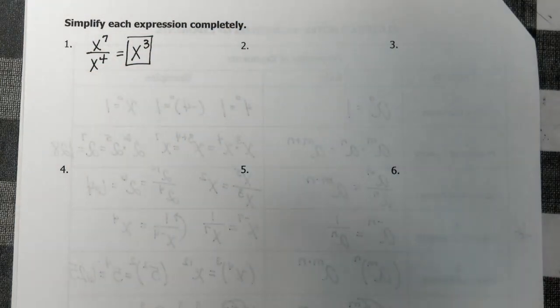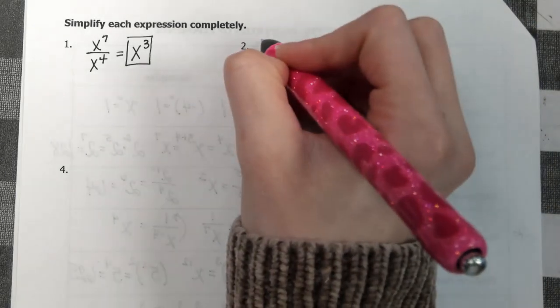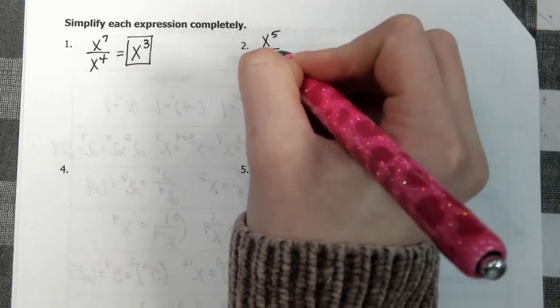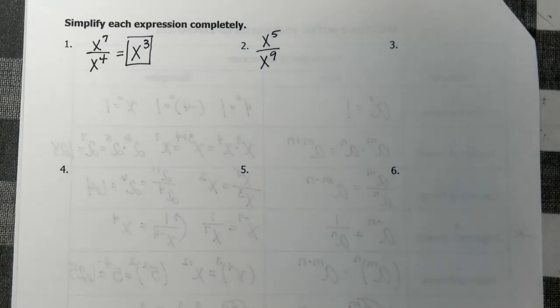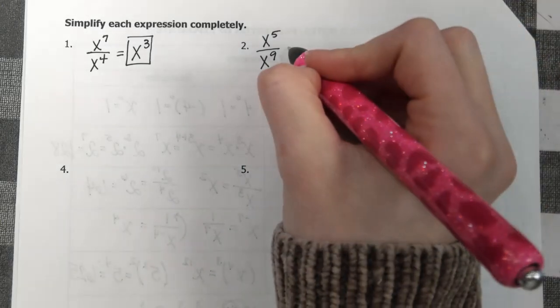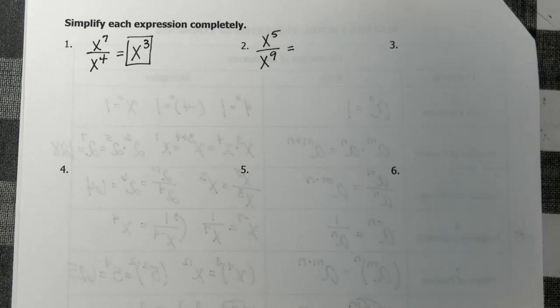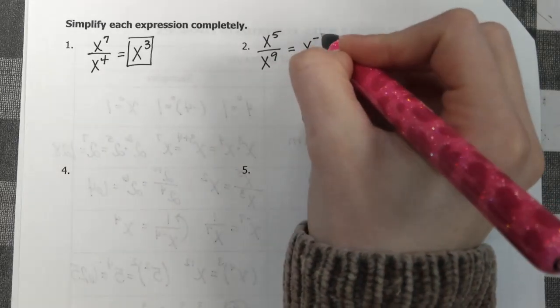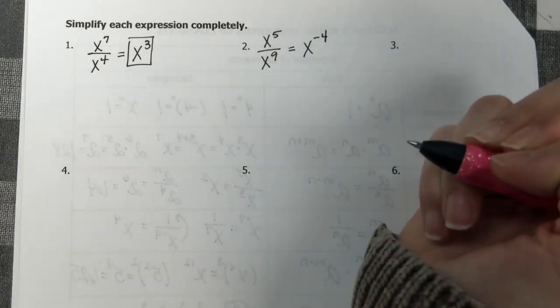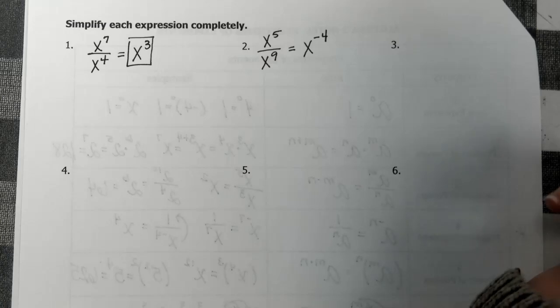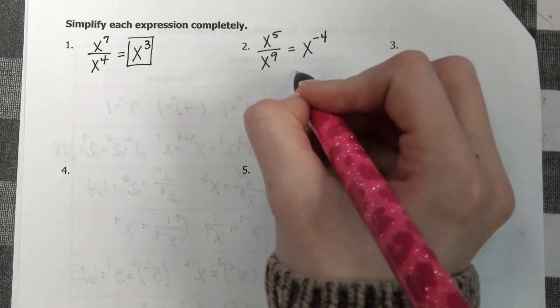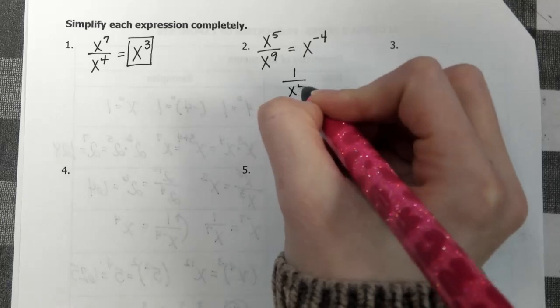Now, what if I have x to the 5th over x to the 9th? x to the negative 4. When you are dividing, you always do top minus bottom: your top exponent in your numerator minus the exponent in your denominator. So that's going to give me x to the negative 4. But what happens with x to the negative 4? You move it down. So my final answer should be 1 over x to the 4th.